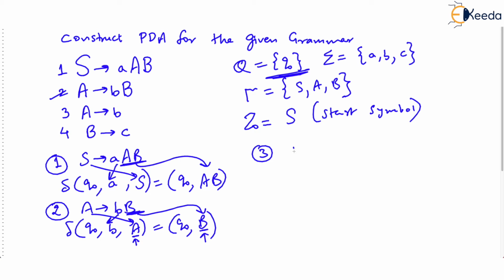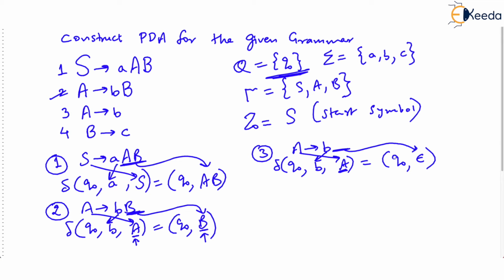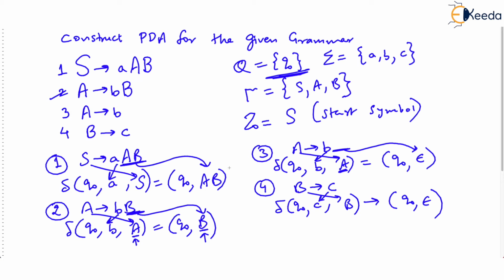Let's take the third production, A derives B. How will you define the transition? Q0 is reading B and top is A, and now machine stays in Q0, but epsilon will be the letter which will be replacing A because there is nothing written after B, so this becomes epsilon. And the fourth production is B derives C, then we will get Q0 C B results in Q0 epsilon. That's it, and the PDA is constructed.